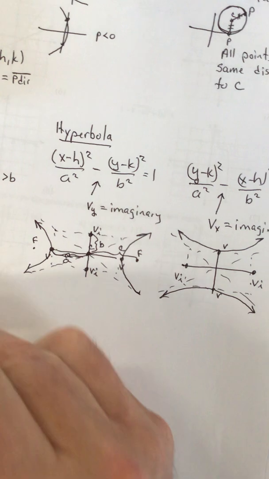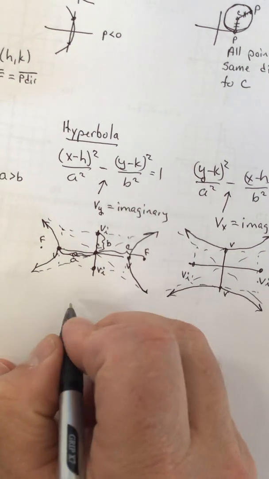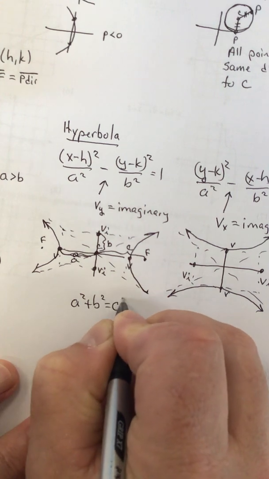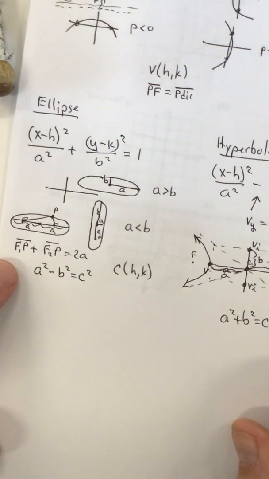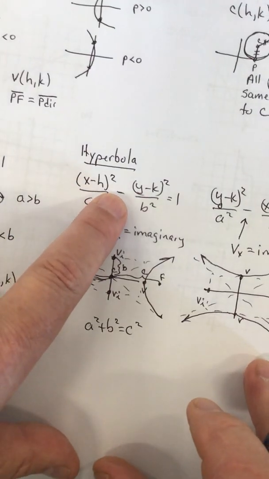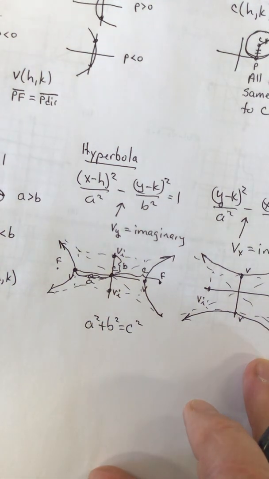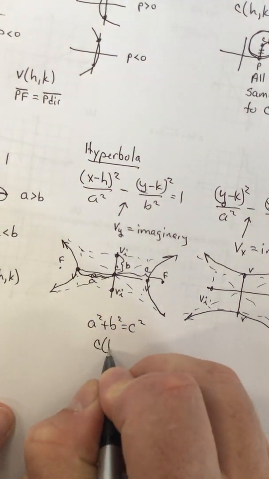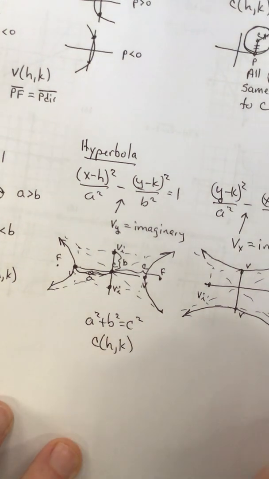So it's just like in the ellipse, but now for the focus we have A squared plus B squared equals C squared. So the signs are just the opposite. For ellipses the equation is plus, but the focus relationship is minus. For hyperbolas, the equation is minus, but the focus relationship is positive. We have the center at (h, k) again.